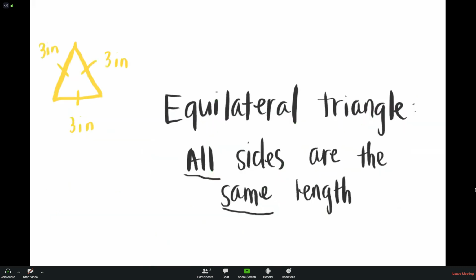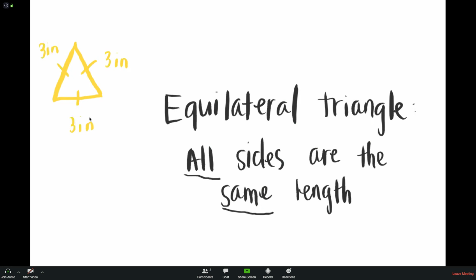So this first triangle, if you notice, the mark here means that each side measures 3 inches. So this side is 3 inches long, this side is 3 inches long, and this side is also 3 inches long. So when a triangle has all the same side lengths, it's called an equilateral triangle. Okay, so an equilateral triangle means all the sides are the same length. It can be 4, 4, 4, or 20, 20, and 20. It can be 7, 7, and 7.